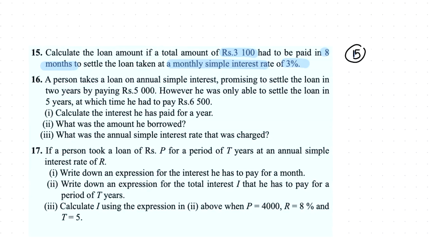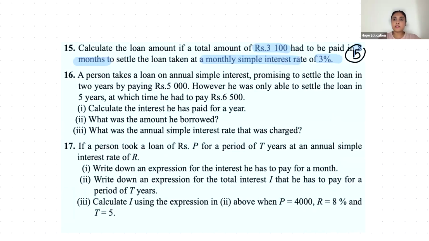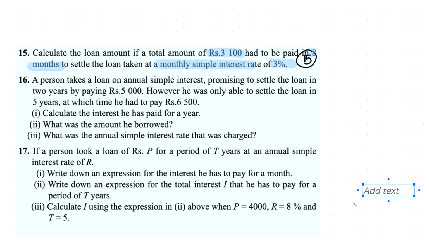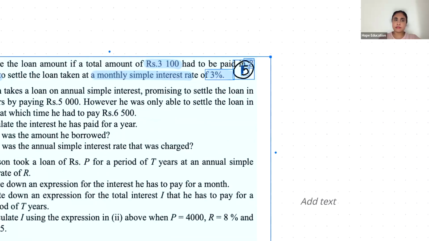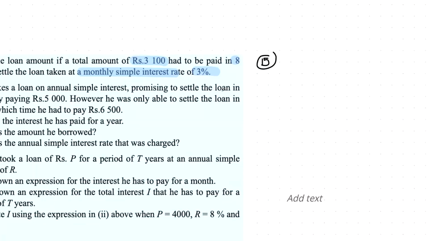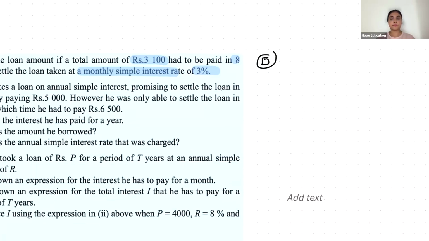We find what's 3% of 3,100 and minus it from 3,100. We find the amount of loan. Then you get a different value, no? I mean, multiply 3% by 8, then we get 24. 24% of 3,100.